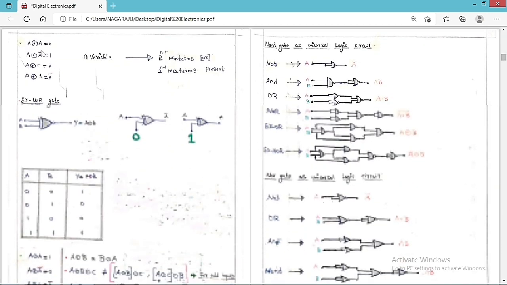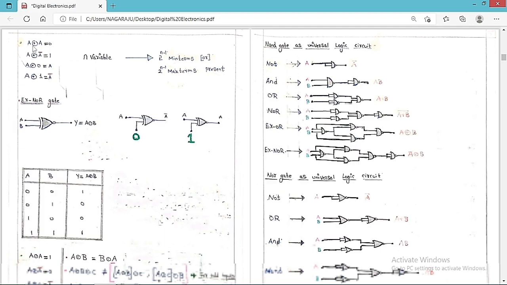See, A XOR A. I have already told you, if you do the expansion, suppose A is 0, then 0 XOR 0 is equal to 0, and 1 XOR 1 is also equal to 0. So A XOR A is always equal to 0. A XOR A bar is always equal to 1. I already told you if A is equal to 0, 0 XOR 1 is equal to 1 and 1 XOR 0 is equal to 1, so it is always equal to 1.